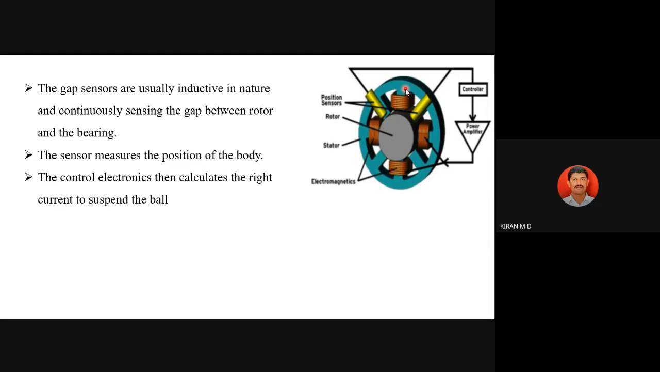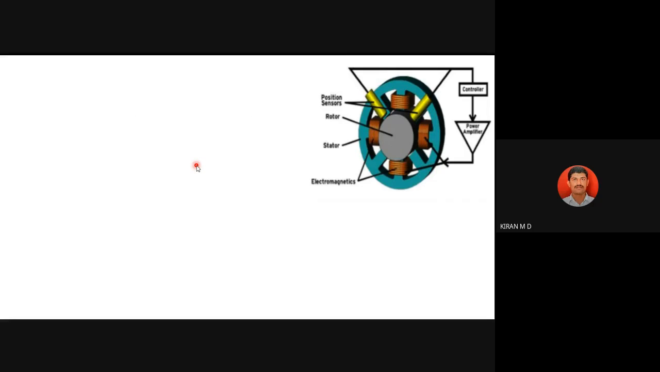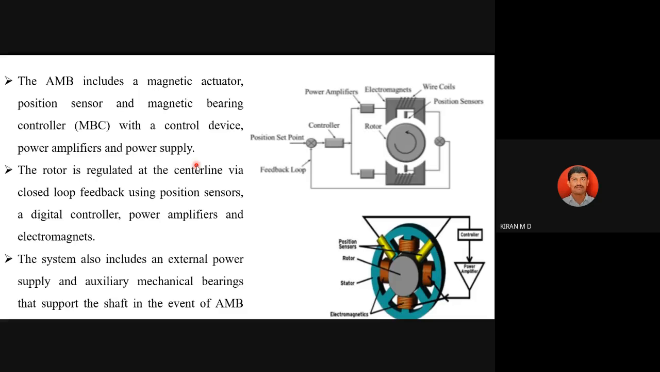Once the sensor senses the gap, it will pass the signal to the controller unit, then to the power amplifier. These 2 units, the controller and power amplifier, regulate the current to create the magnetic field, that is, how much current is required to suspend the shaft freely. Is it clear? This is about the active magnetic bearing.